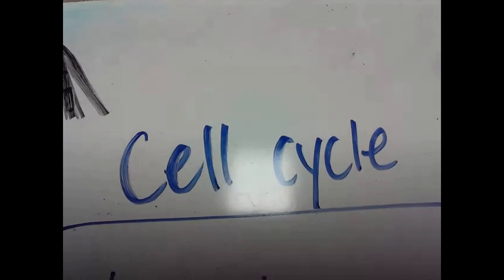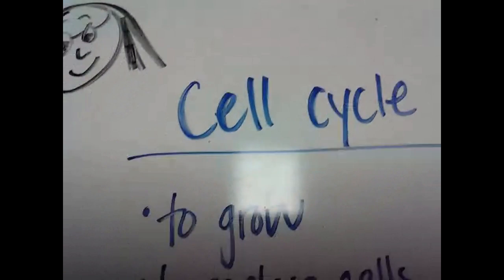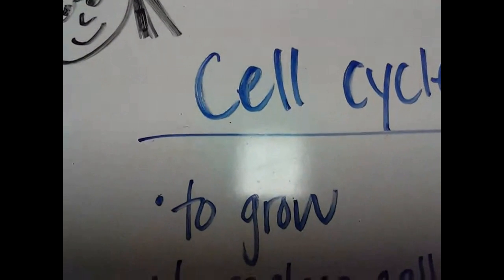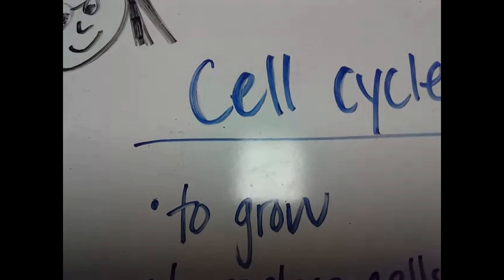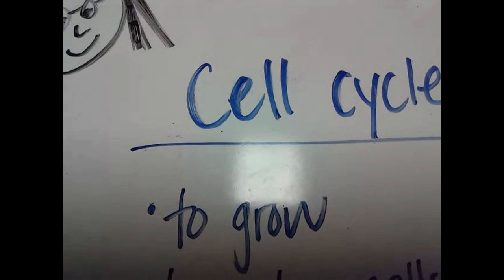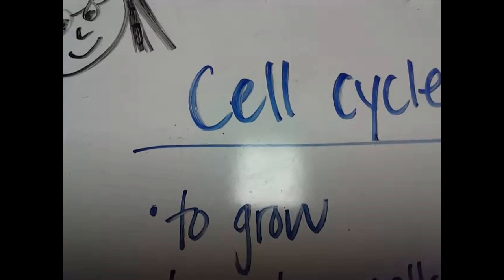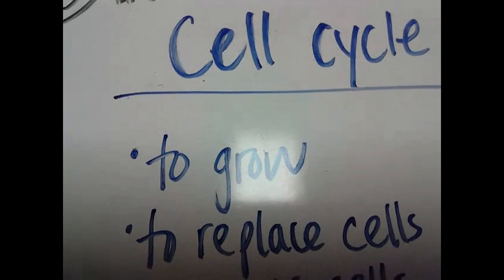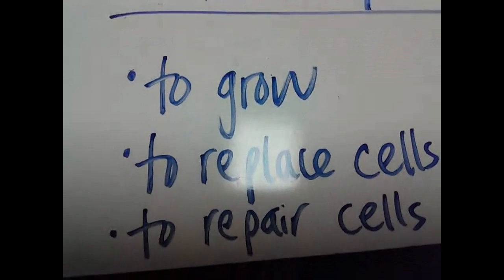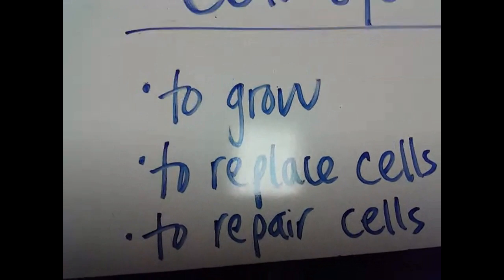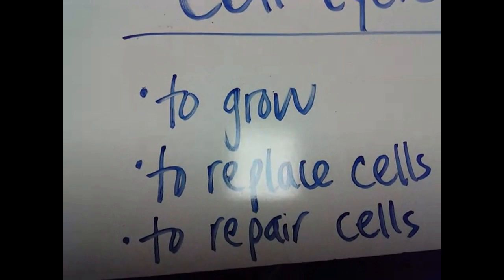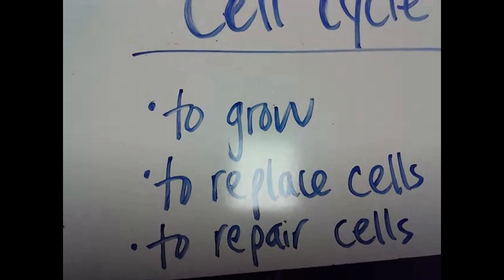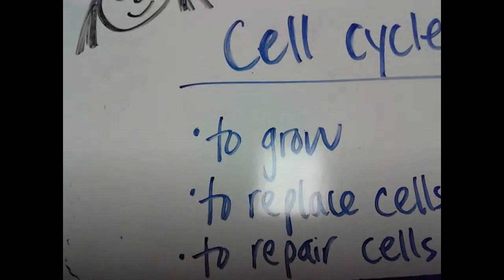Why do cells go through this process? Three reasons: to grow. So why you look like the way you do is because your body has been going through the cell cycle and you've been adding more and more cells. To replace any cells that have died, or to repair cells. So like when you get a cut, your body has to go through the cell cycle in order to repair those skin cells.